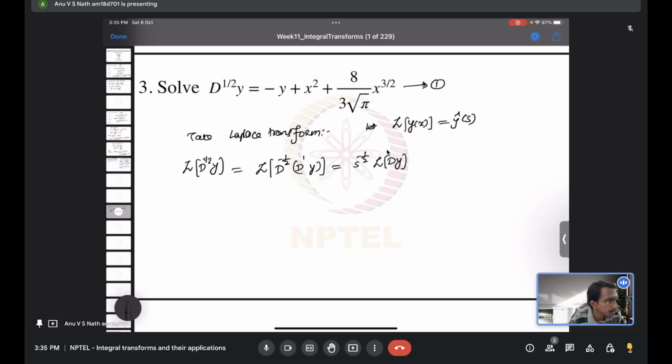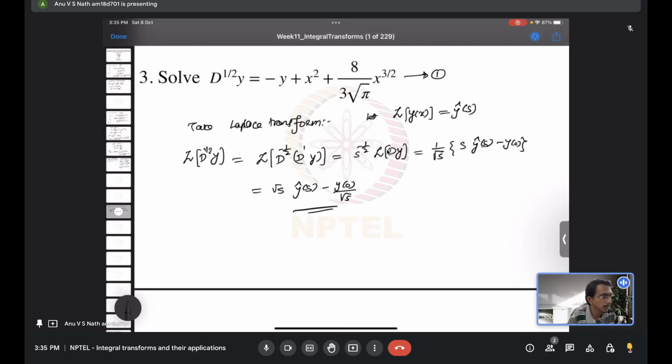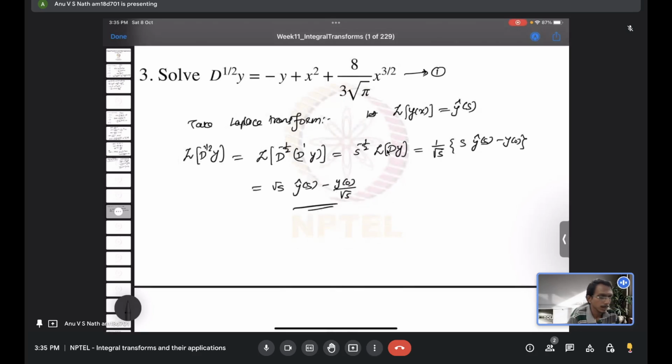Now the Laplace transform of dy we already know. So 1 by root s we will take outside, then this is just s times y cap of s minus y of 0. If you now take the square root of s inside, it's the square root of s times y cap of s minus y of 0 by root s. Where y of 0 is not given, we will assume it to be some constant and keep it like that. So this is the Laplace transform of d raised to half y.